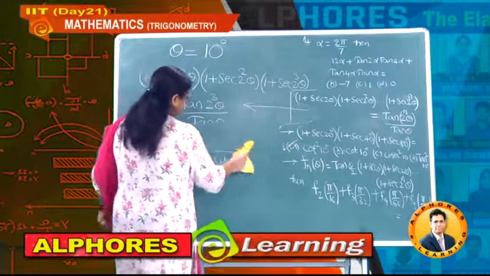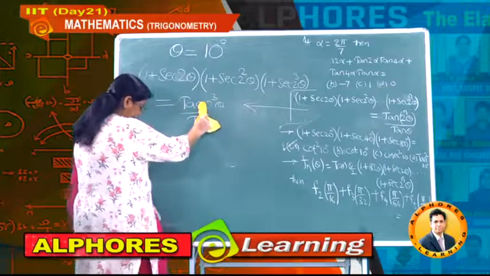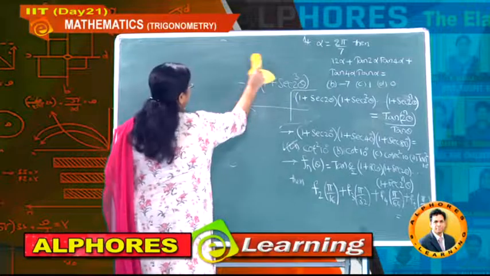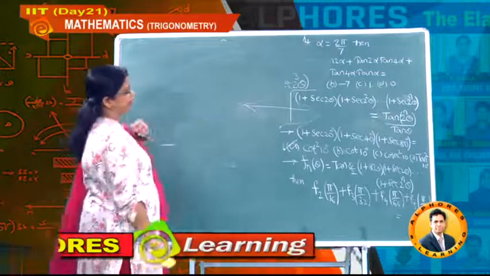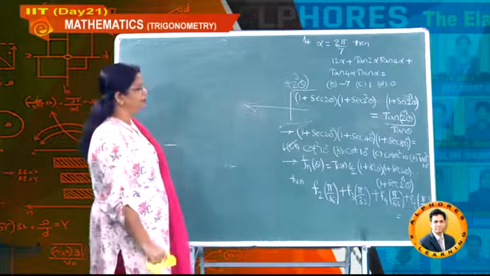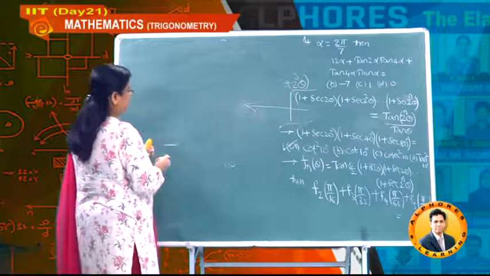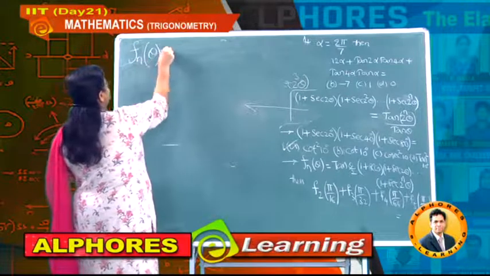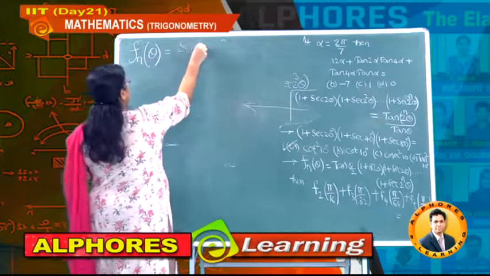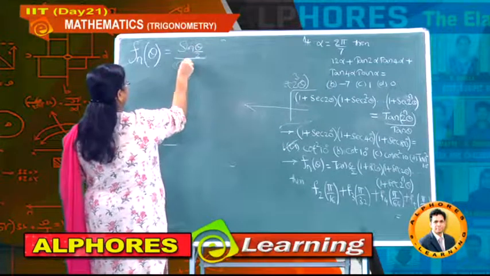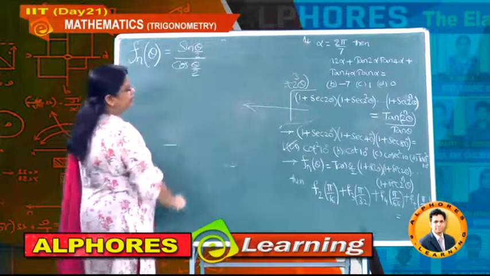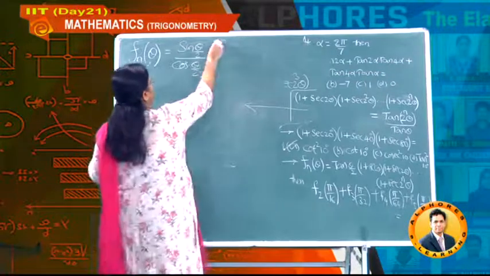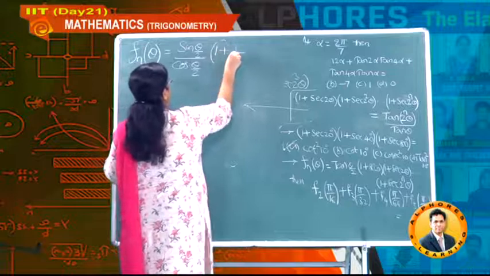So students, let us take first the Fn theta value. So what is Fn theta? Let us write the first term as it is, and you know tan theta by 2 means sin theta by 2 divided by cos theta by 2. This is the value of tan theta by 2, and the next value is 1 plus secant theta, that is 1 plus 1 by cos theta.